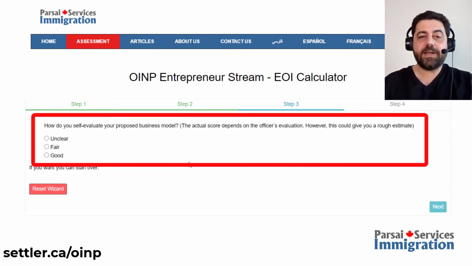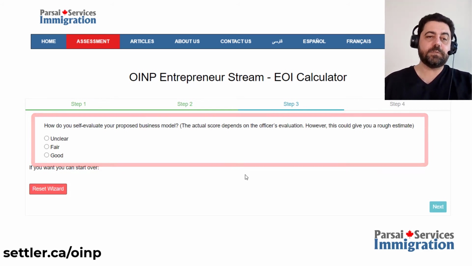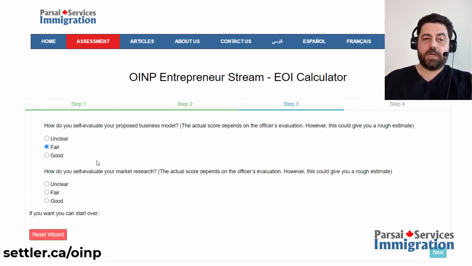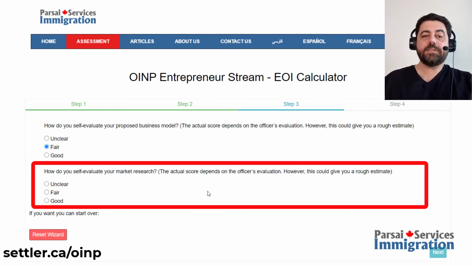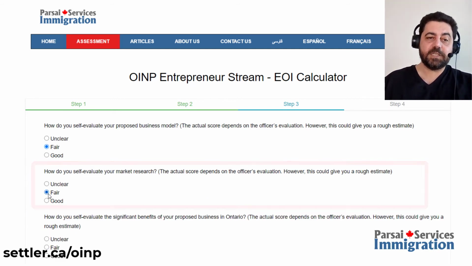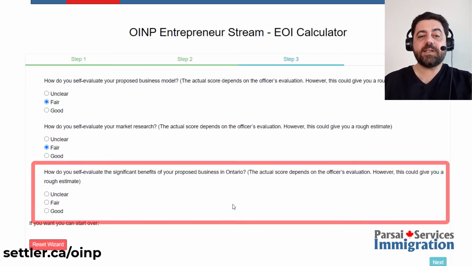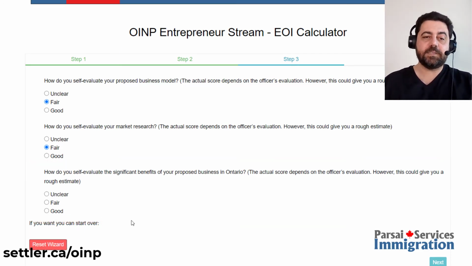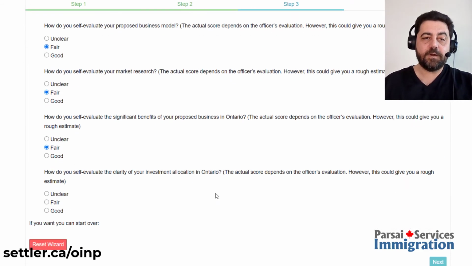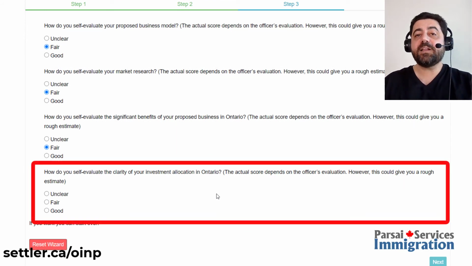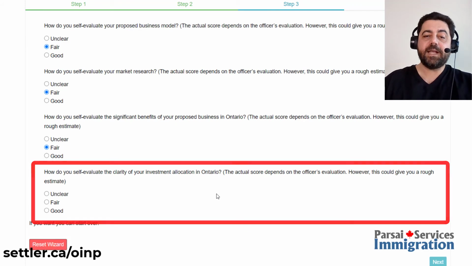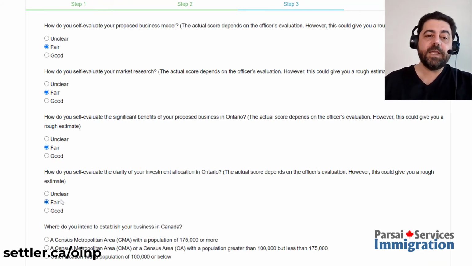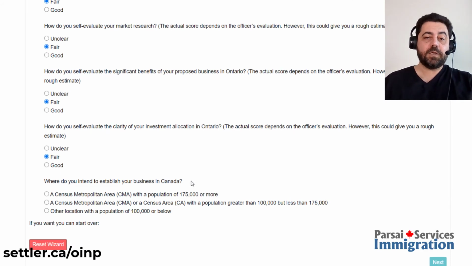How do you self-evaluate your proposed business model? Here I just say fair. How do you self-evaluate your market research? I click fair. How do you self-evaluate the significant benefits of your proposed business in Ontario? Again, fair. And the last one, how do you self-evaluate the clarity of your investment allocation in Ontario? Again, I select fair. I'm not done because there are some other questions.